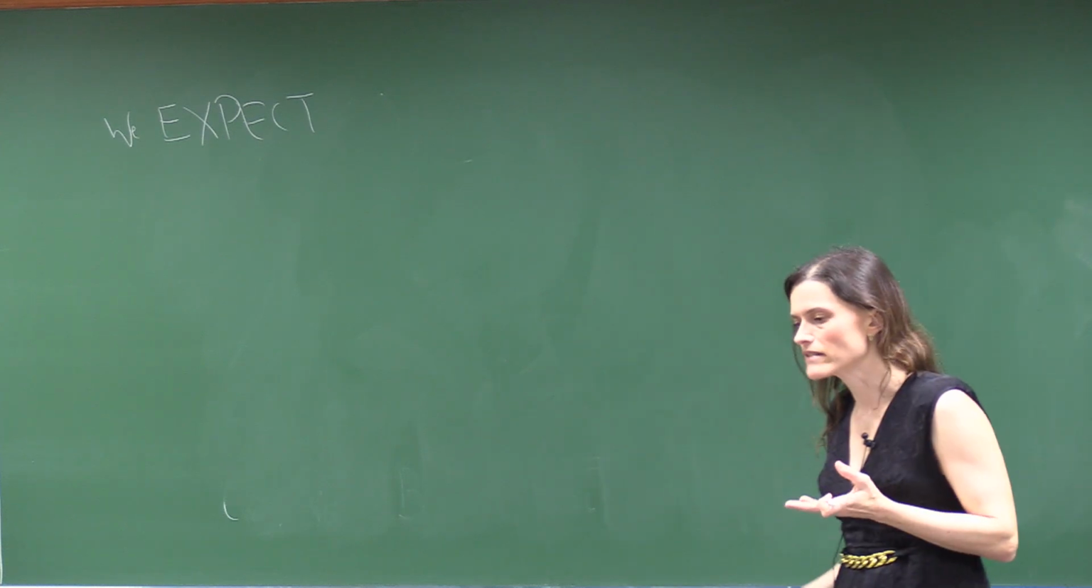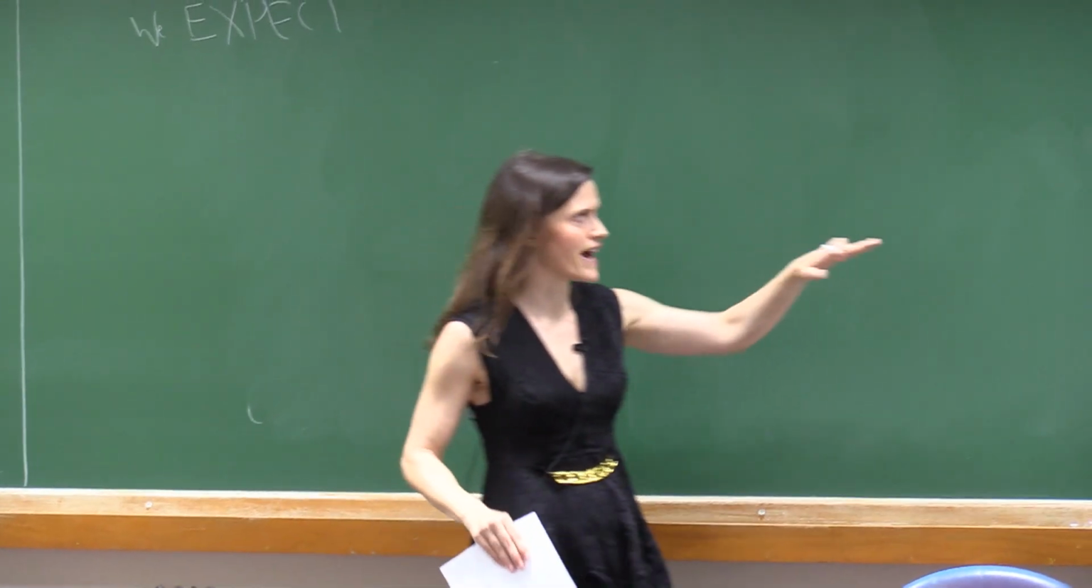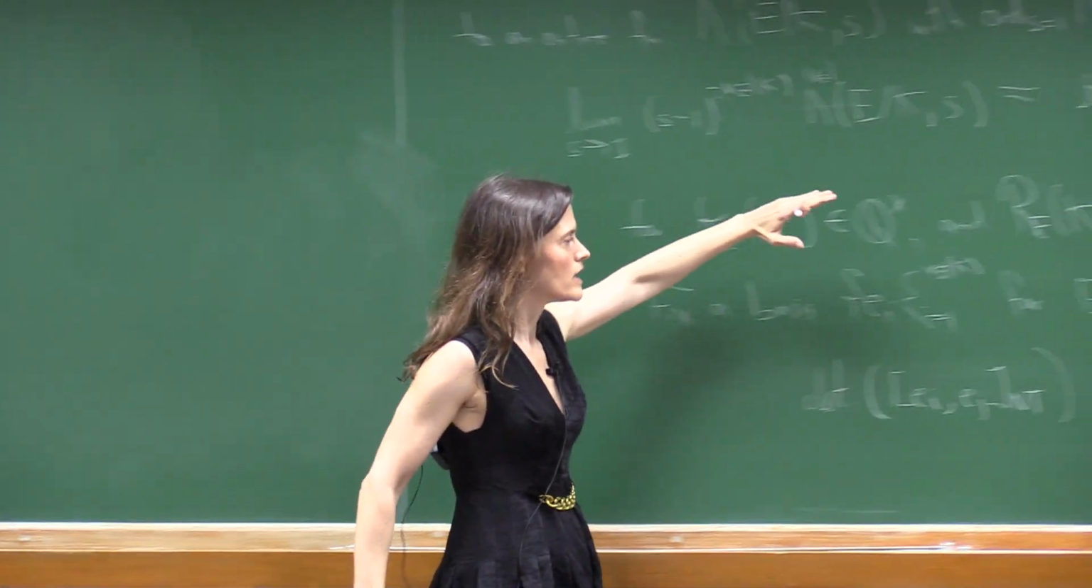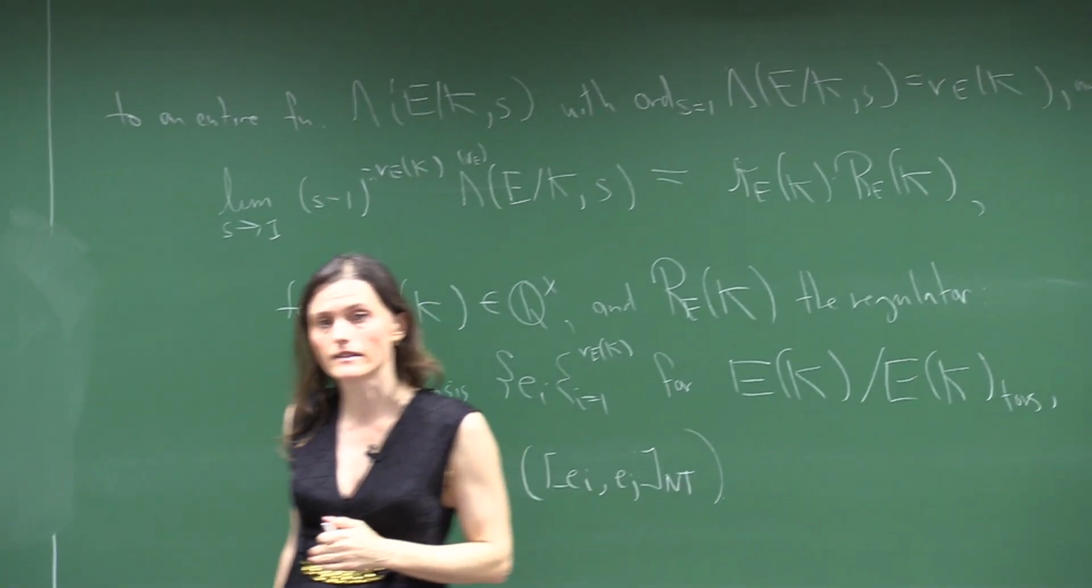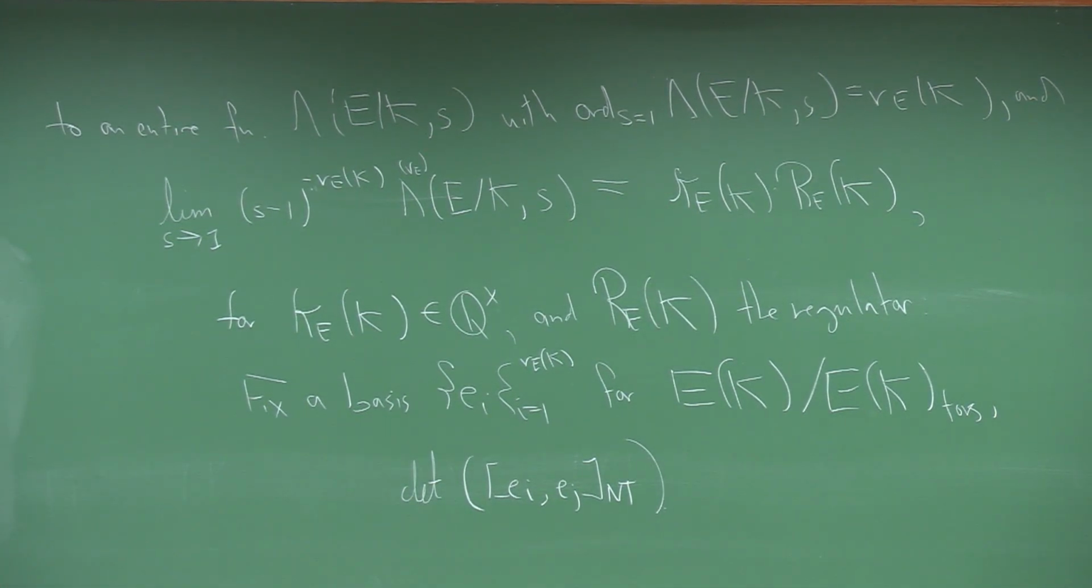We expect more generally that the central derivative values of the Hasse-Weil function will be periods in the sense of Kontsevich-Zagier, which is to say complex numbers whose real and imaginary parts can be expressed as integrals of rational functions with rational coefficients over domains determined by polynomial inequalities with rational coefficients. So I'll write that in a minute.